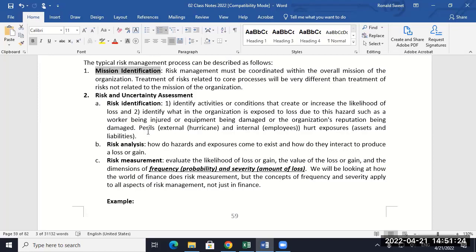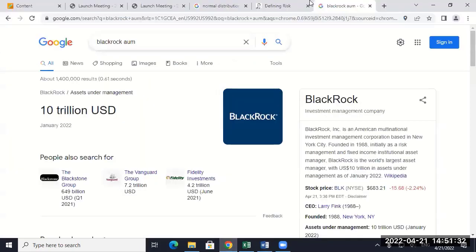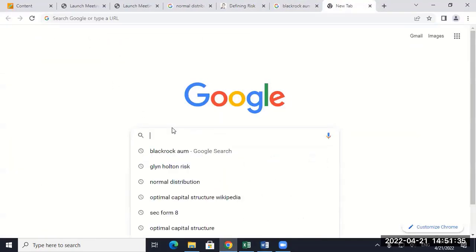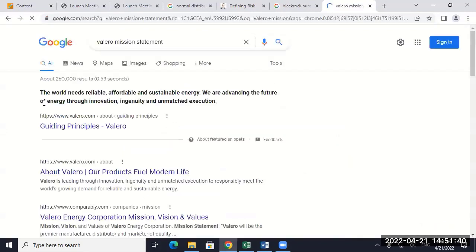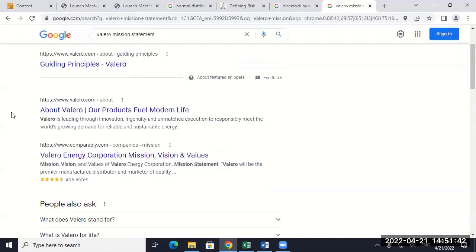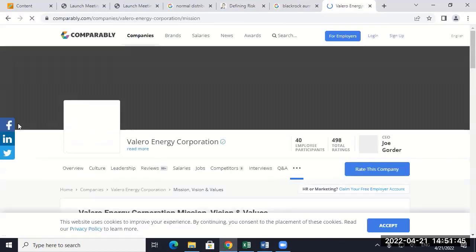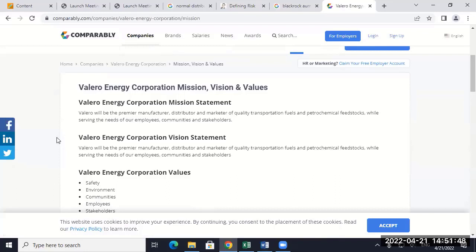If you went to Valero, what would they say their mission is? Would that be clearly identified? If you went to HEB, why does this organization exist? If you're interviewing, you can usually Google their mission statement, and they'll tell you what it is. Valero will be the premier manufacturer, distributor, and marketer of quality transportation fuels and petrochemical feedstocks while serving the needs of our employees, community, and stakeholders.